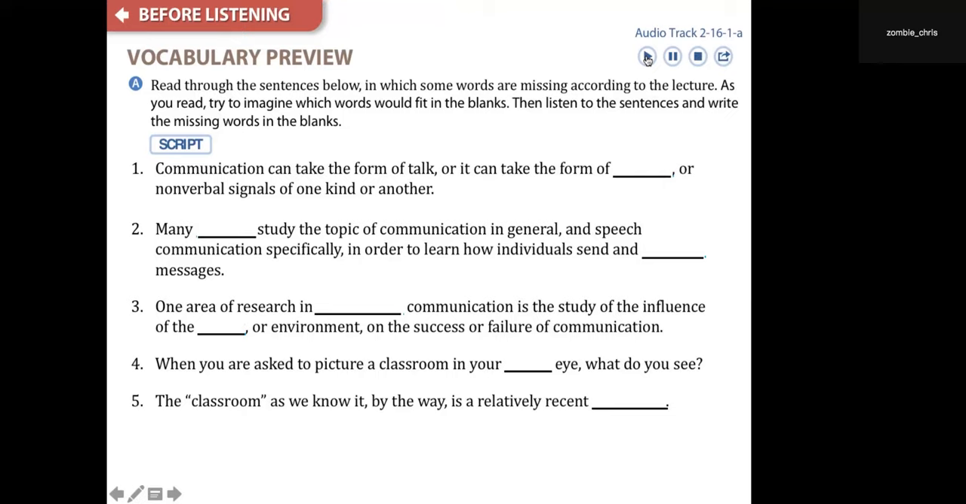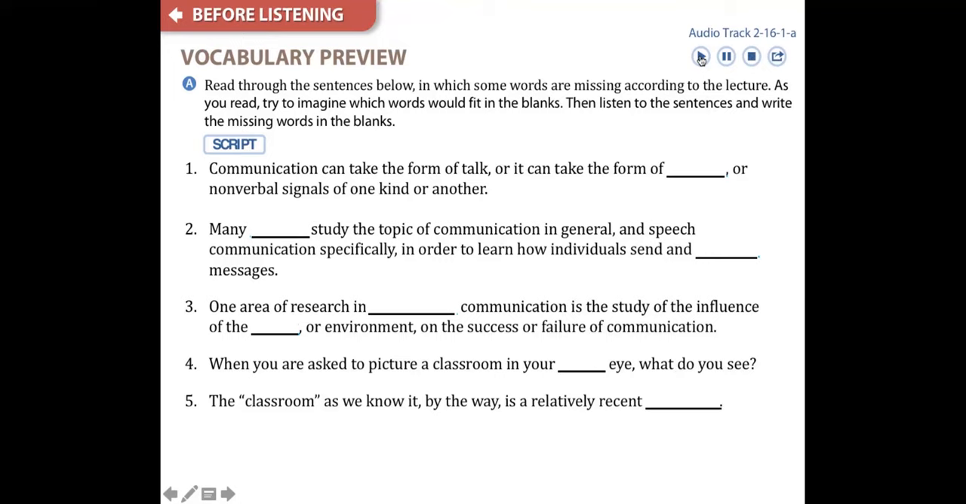Okay, and one more time. One, communication can take the form of talk, or it can take the form of gestures or nonverbal signals of one kind or another. Two, many scholars study the topic of communication in general and speech communication specifically, in order to learn how individuals send and interpret messages. Three, one area of research in intercultural communication is the study of the influence of the setting or environment on the success or failure of communication. Four, when you are asked to picture a classroom in your mind's eye, what do you see? Five, the classroom, as we know it, by the way, is a relatively recent innovation.